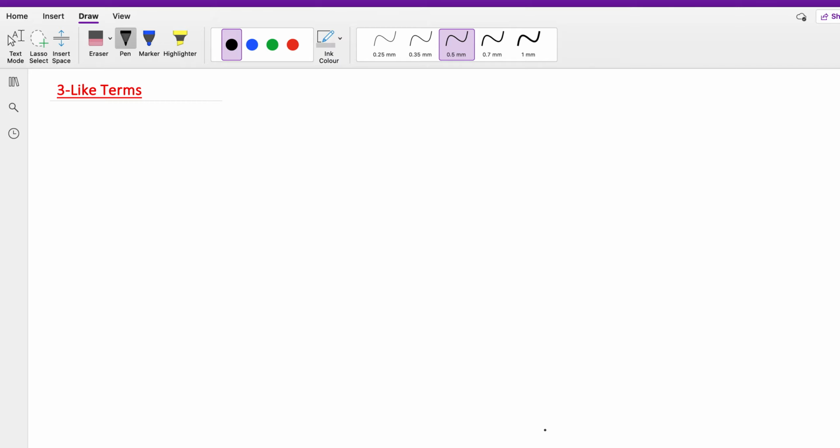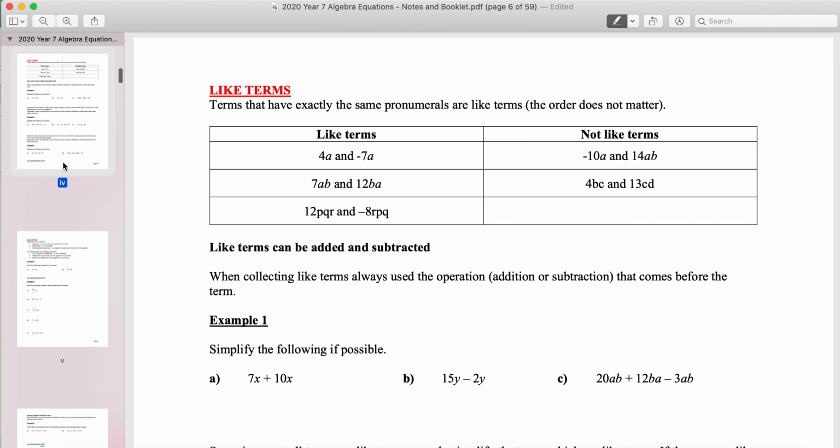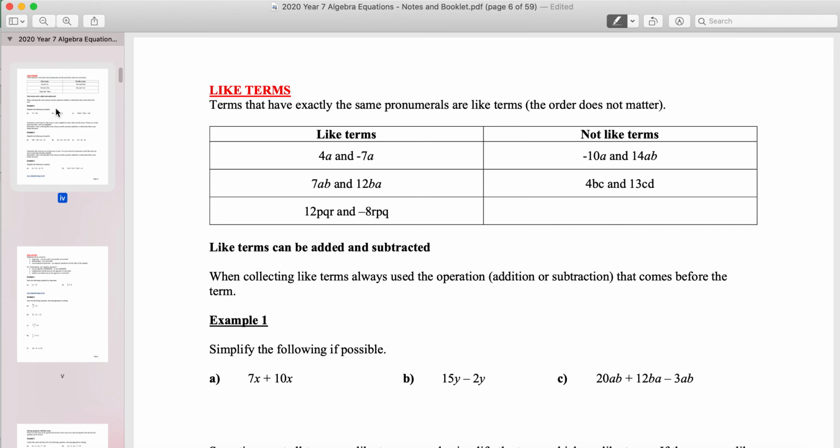Okay, girls, so we're going to start with our topic on like terms. So check in your outline which pages of your booklet you need to cover. I'm going to go into the booklet. This year is page 4 in Roman numerals. So if I see here, this page is the one that I have here. So now I'm going to close the thumbnails.